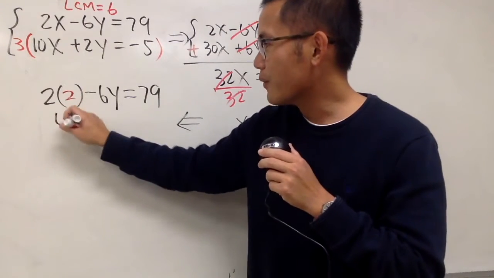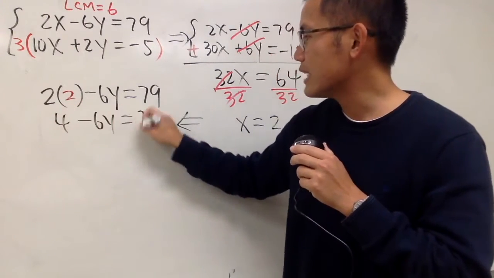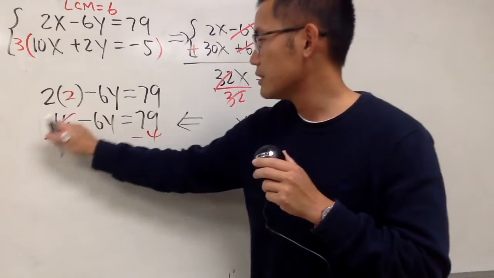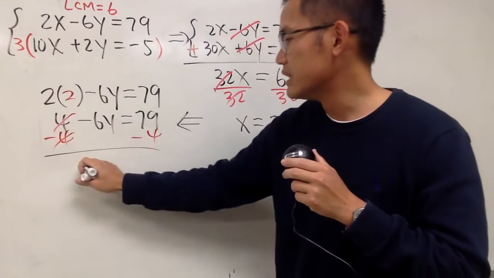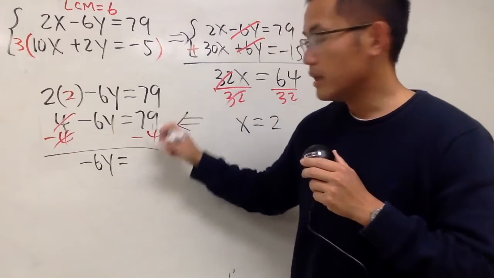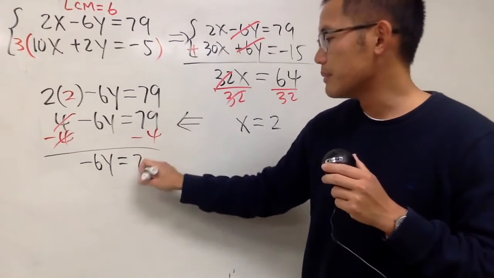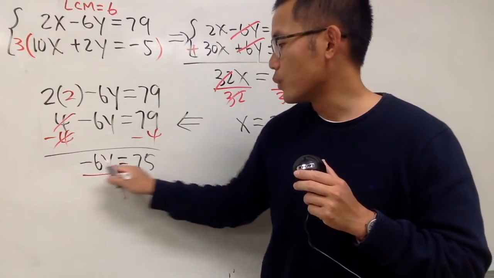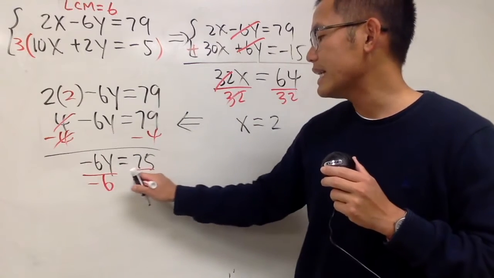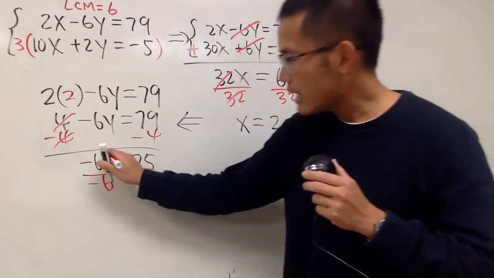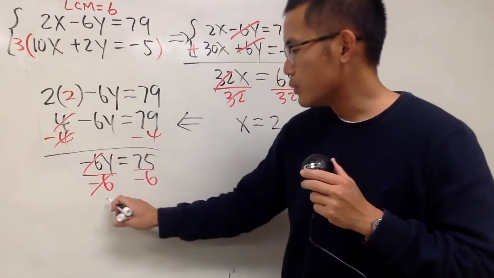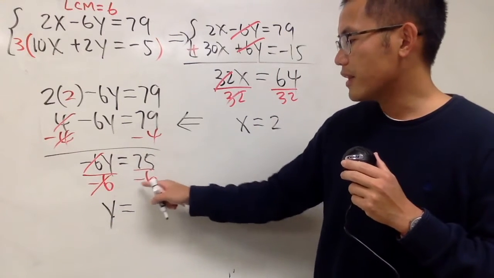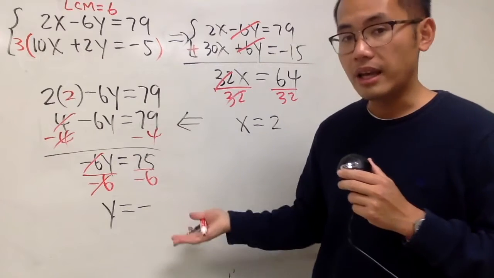Work this out, we get 4 minus 6y equals 79. And then, of course, minus 4 on both sides, so that we get negative 6y equals 79 minus 4, we get 75. And now this is negative 6 times y. Therefore, we have to divide both sides by negative 6, so that this and that will be cancelled. And then we just get the y by itself. Well, this is positive divided by negative. We know the answer will be negative.